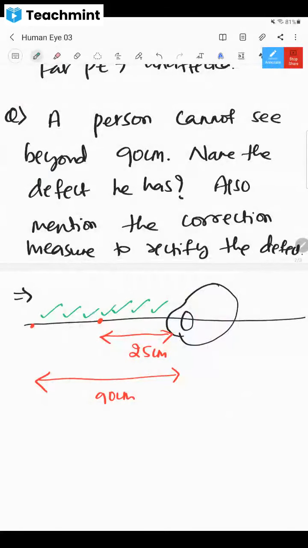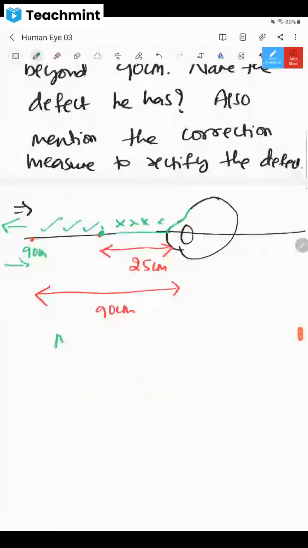That means nothing has happened to his near point. Within 25 centimeter it is not possible for anyone, whether a normal person or a defective person, nobody can see. After 25 centimeter only, everything starts. Up to the 90 centimeter mark he can see. After that he should be able to see if he was normal, but he is not able to see all this far region. So his far point has shifted towards the eye. That means he is having myopia, right?